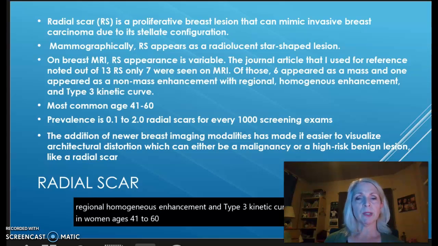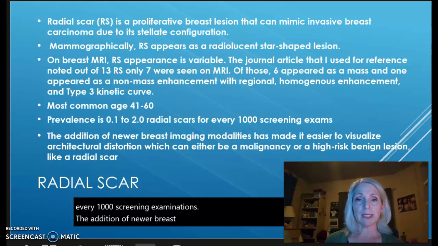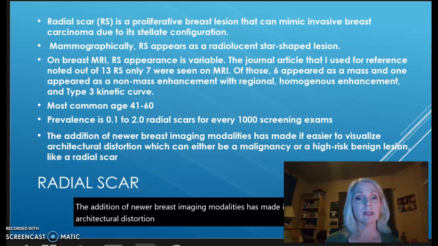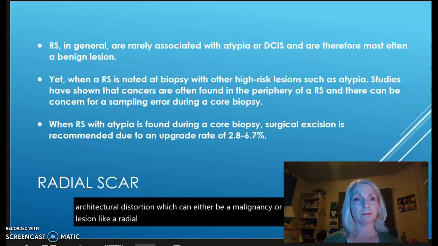The prevalence is 0.1 to 2.0 radial scars for every 1,000 screening examinations. The addition of newer breast imaging modalities has made it easier to visualize this architectural distortion, which can either be a malignancy or a high-risk benign lesion like a radial scar.